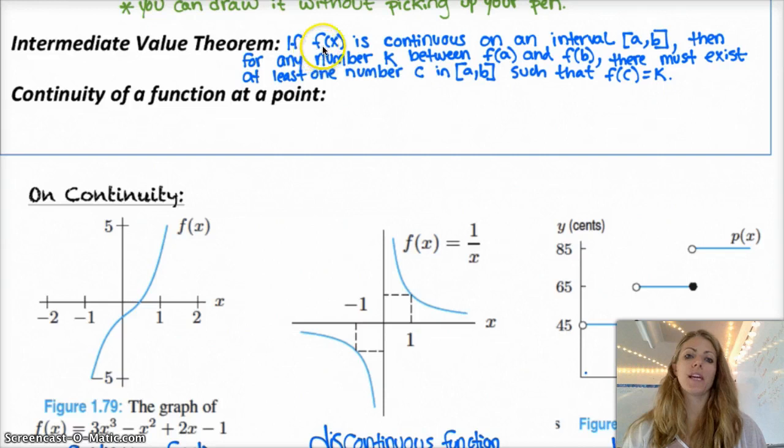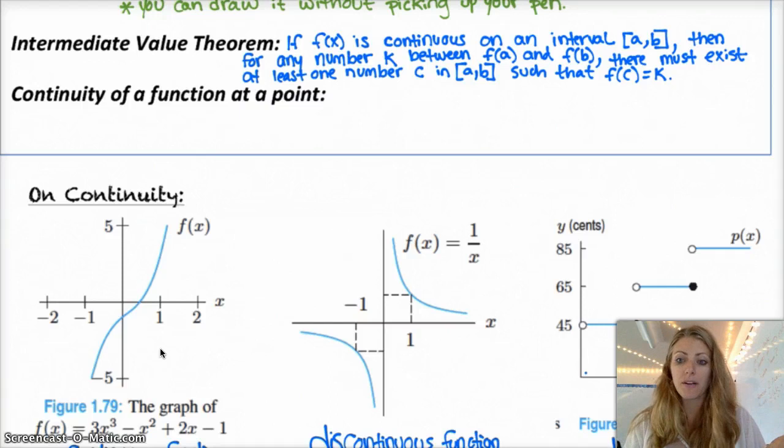So we say if f of x is continuous on an interval a to b, right, this is your x interval, then for any number k between f of a and f of b, so that's a number in between the y values, there must exist at least one number c in the interval a to b, so one x value between a and b, so that when you plug that value into the function, you get out k. Okay, basically, it has to exist, right?